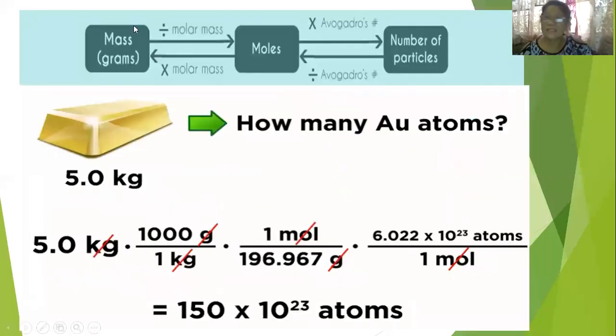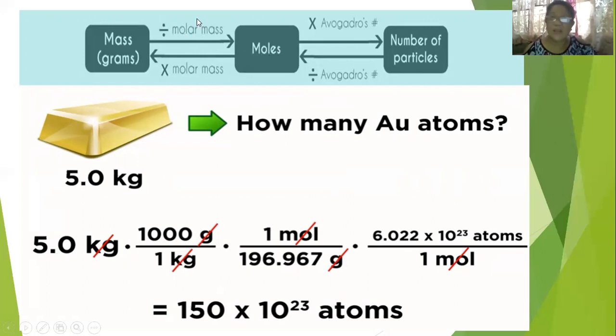Okay. This is how you are going to process the conversion. If the given is grams, as you can see here, an arrow goes this way. If the given is mass and you are going to convert that into mole, what are you going to do? You are going to divide that by your molar mass. So gram to mole, that is, divide by the molar mass.